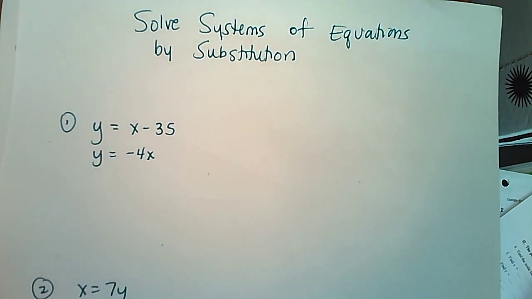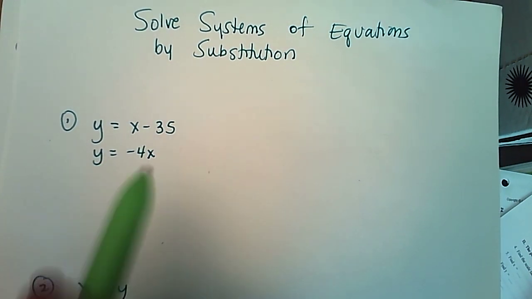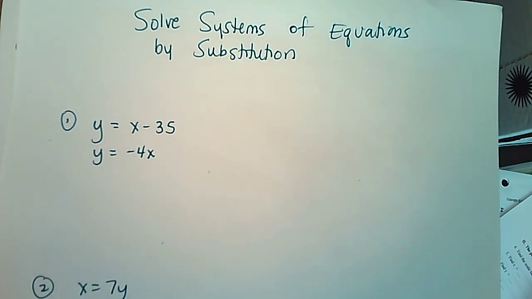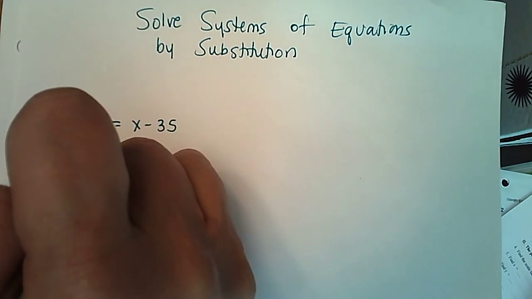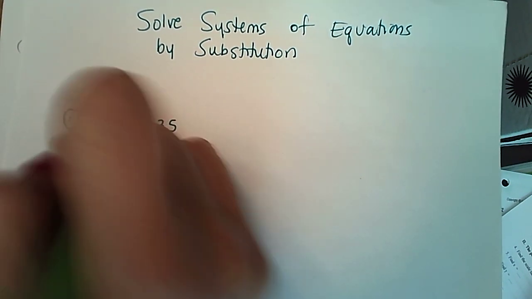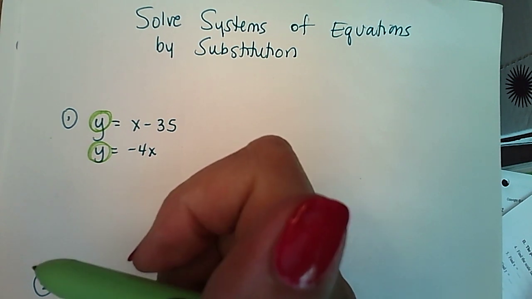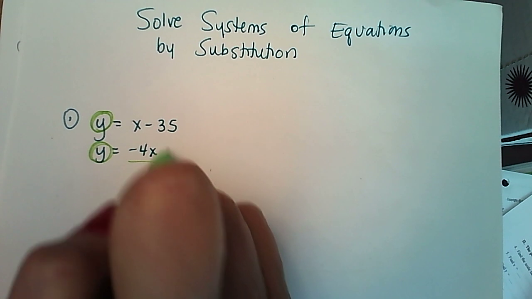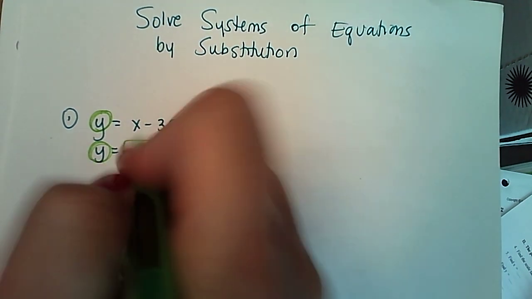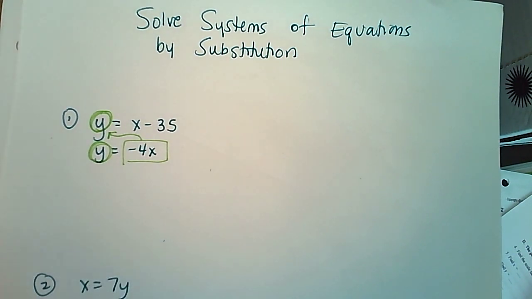So first, I want to solve by substitution. I'm looking at these 2 equations. I have that y in both equations equals something. So I can take the y here and replace it for the y there and solve my equations. Well, what does that mean, Miss Singletary? This y equals negative 4x. So I can take the negative 4x and put it into my other equation for y because it tells me that y equals that.